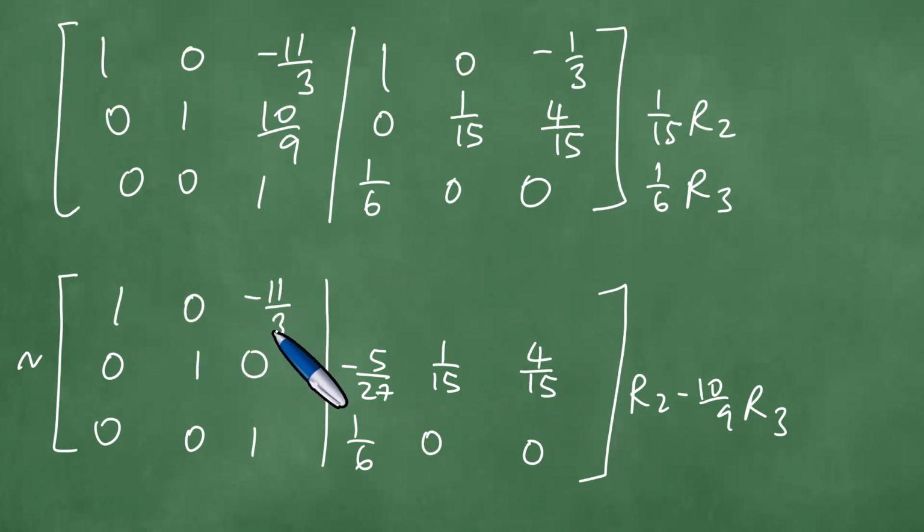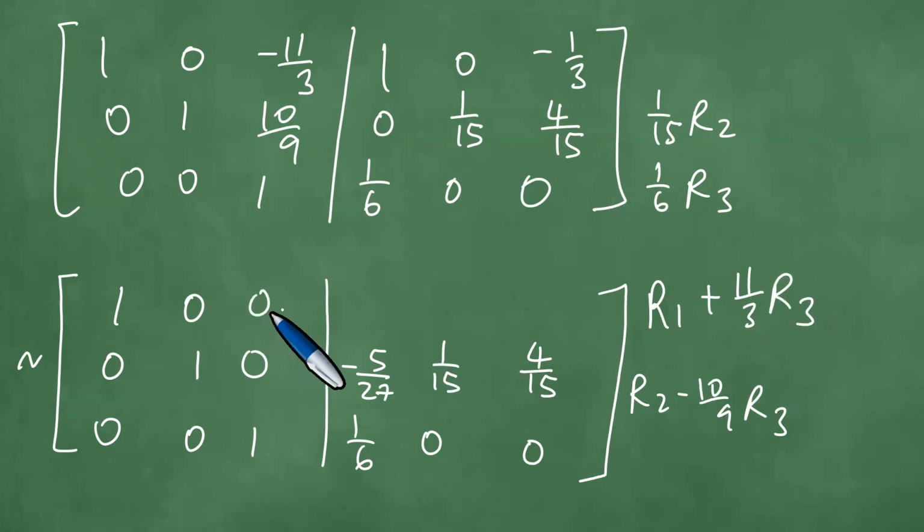1, 0, minus 11 out of 3, 1, 0, minus 1 out of 3. I can just change this one. Let's row reduce it. Row 1 plus 11 out of 3, row 3. Now this one multiplied by 11 out of 3 becomes 11 out of 18. And then plus 1. So 11 out of 18 plus 1, then this one is 18 out of 18. So what is 11 plus 18? Right, so we have 11 plus 18 giving us 29. A 29 out of 18.